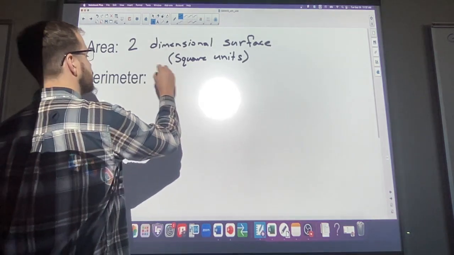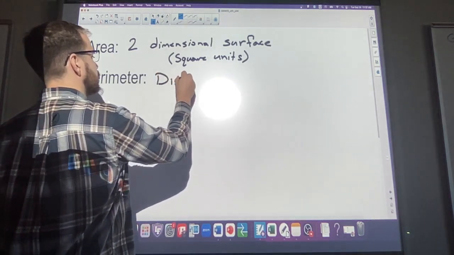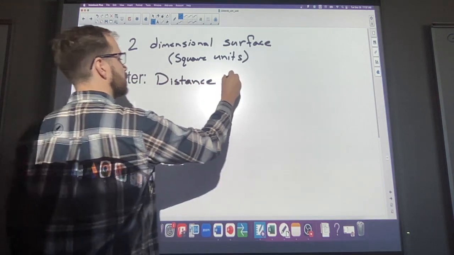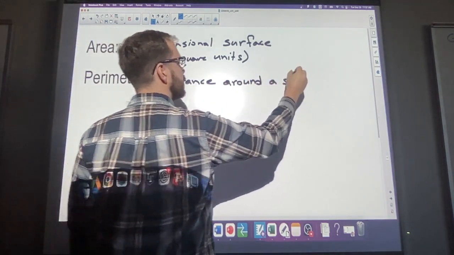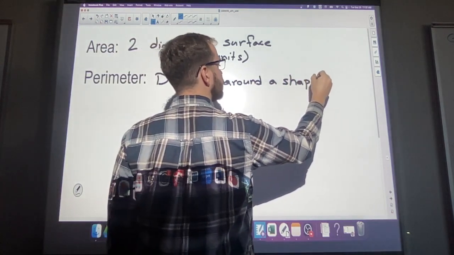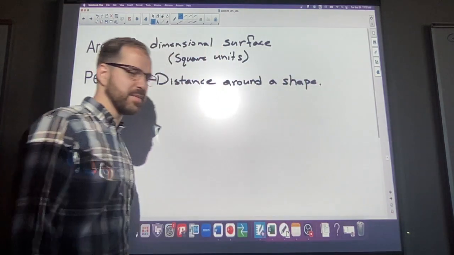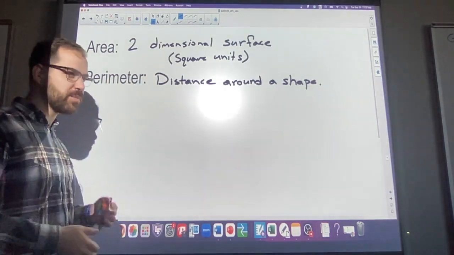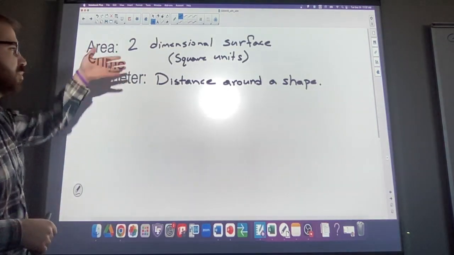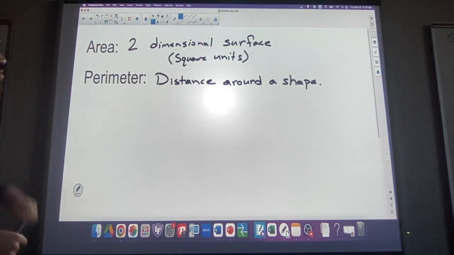Perimeter is the distance around a shape. So basically, just find all the lengths of the sides and add them up. That's your perimeter. You probably already know this, but we're going to do it on the coordinate plane. It's important to point this out because this will guide our steps.